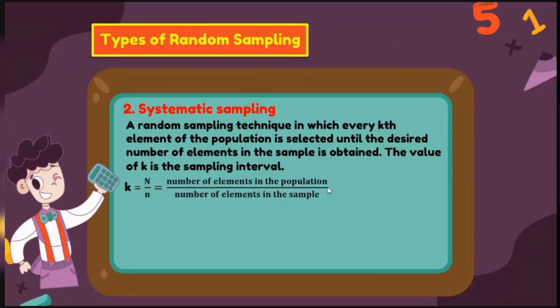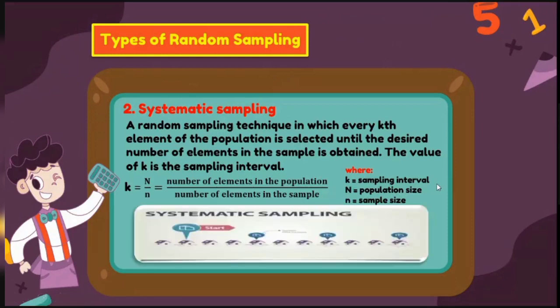So we will use this given formula. So k is equal to capital N, wherein capital N corresponds to the population, divided by smaller n, which corresponds to the sample. So ito lang naman din siya. And then k is for the sampling interval or gap between the following elements. So this will be our illustration for this given problem or this given random sampling.